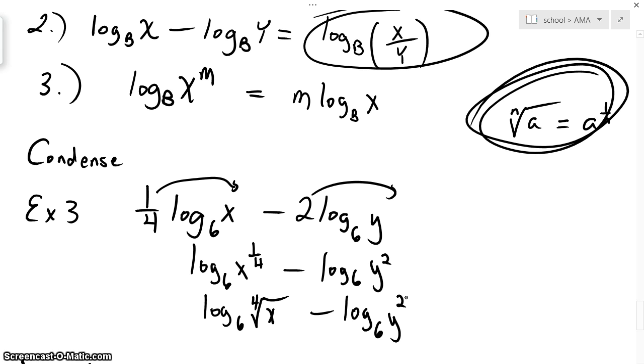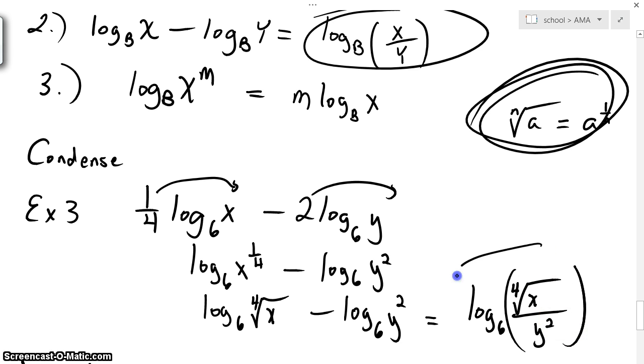And then finally, if you look at the top of the screen, we've got a subtraction of two logs with a common base. We may rewrite this as just one logarithm by dividing those two arguments. And that's as far as we'll go.